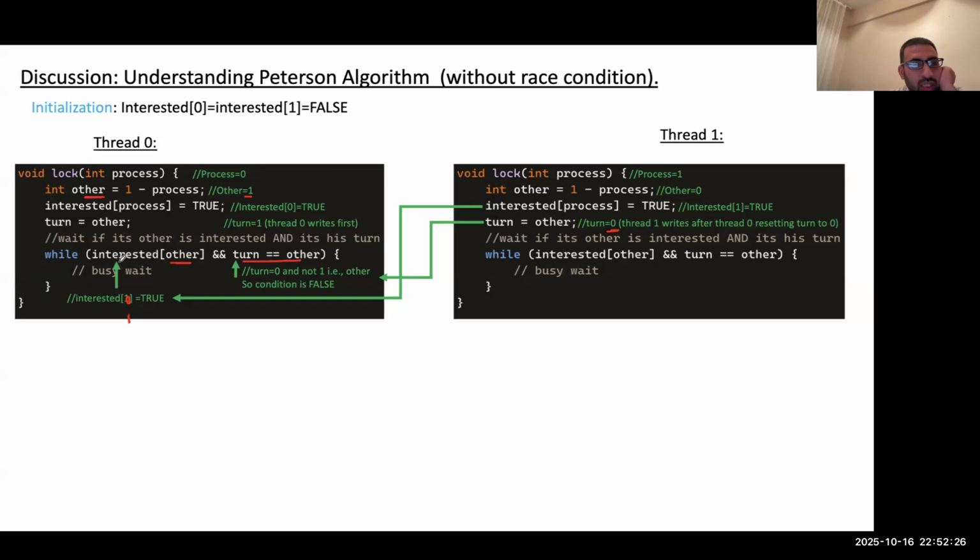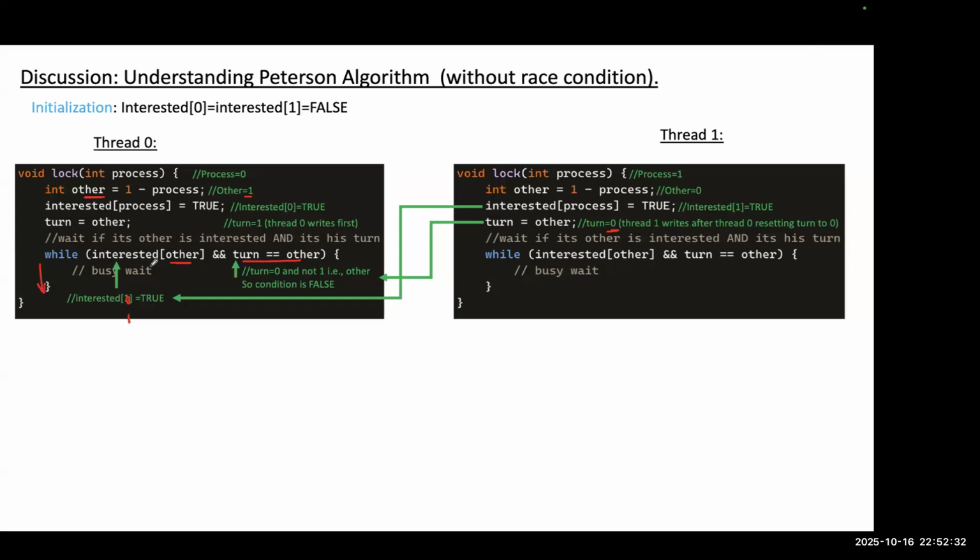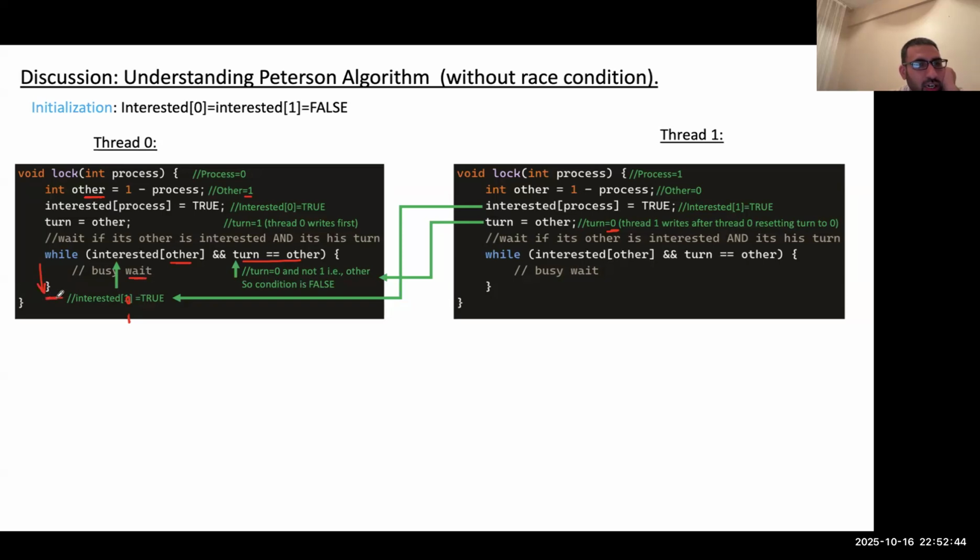If the while condition is false, we will not enter the body of the while loop, right? If you don't enter the body of the while loop, then you go through to the next line after the curly braces, right? So it means you are not waiting. Thread 0 is not waiting, right?